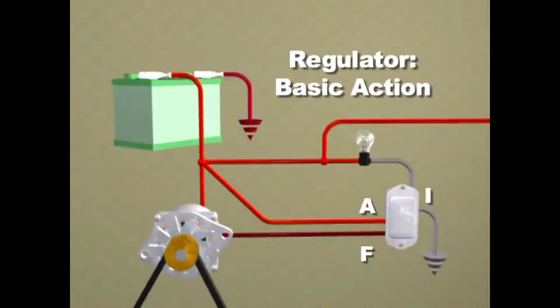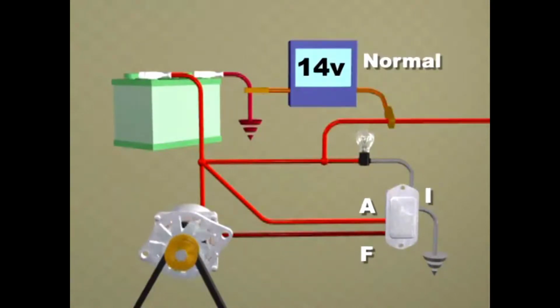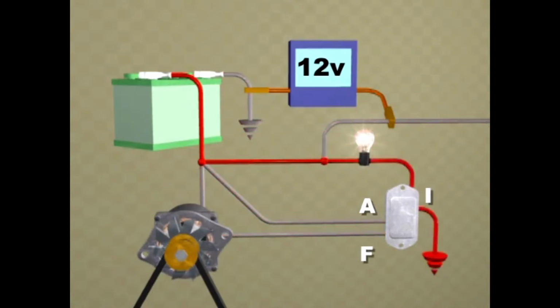This animation shows the basic action of a regulator. During normal operation, the regulator cycles the field on and off to maintain the correct charge voltage. If charge voltage drops, the regulator increases field current. If charge voltage is too high, the regulator decreases field current. If something is wrong with the charging system, current flow is directed to the dash indicator light to warn the driver of trouble.